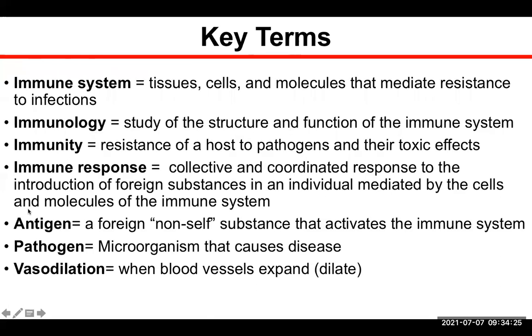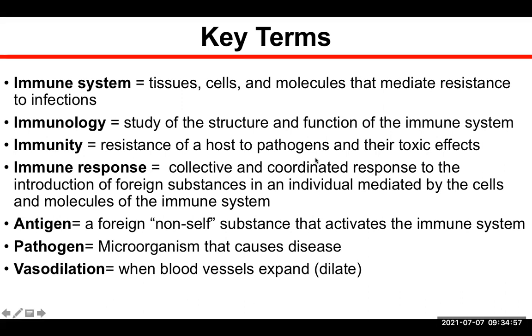So here is a list of key terms that are going to be thrown around a lot this lecture. So the immune system. The immune system is going to be a set of tissues, cells, and molecules that mediate resistance to infection, whereas immunology is going to be the study of the immune system. Immunity is going to be the resistance of a host to pathogens and their toxic effects. So basically, people or organisms being able to defend against foreign invaders.